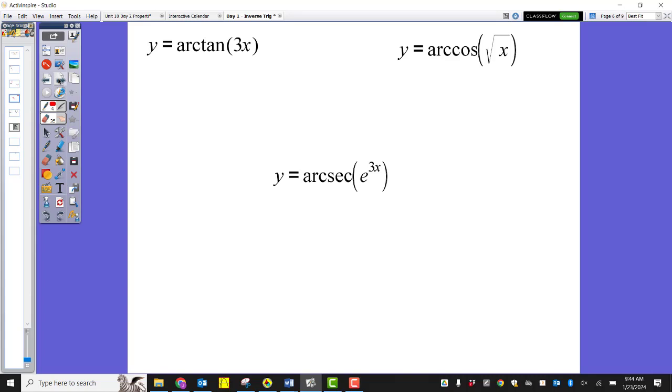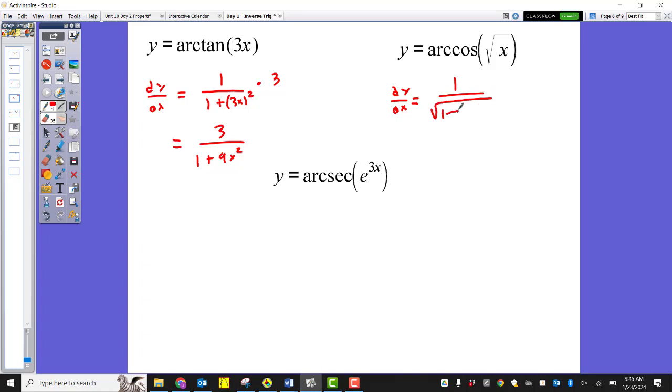So, derivative of arc tangent is going to be 1 over 1 plus the inside squared, so 3x squared, times the derivative of the inside, which is 3. So 3 over 1 plus 9x squared. Okay? Or this one right here, derivative arc cosine is going to be 1 over the square root of 1 minus the inside squared, which is just x, technically negative 1, times the derivative of that inside, 1 over 2 square root of x.